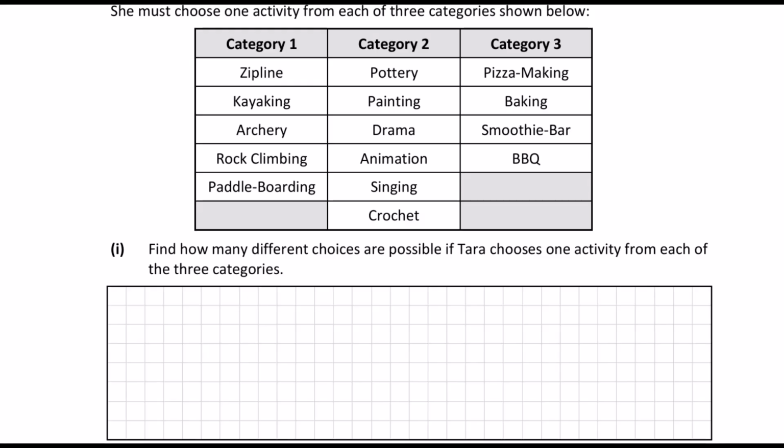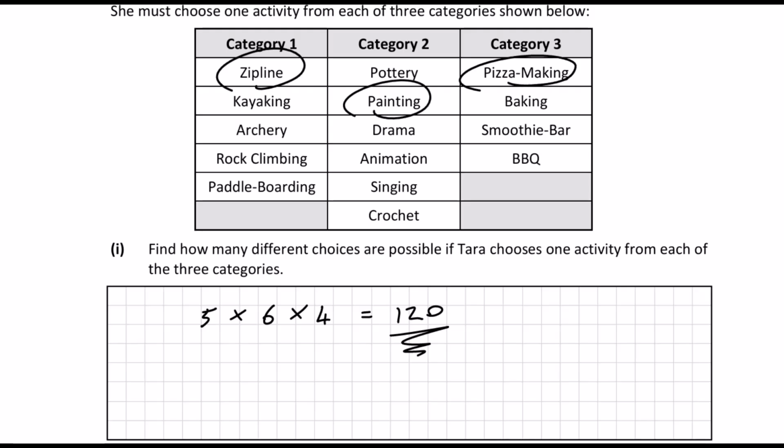So we have 5 options in category 1. We have 6 options in category 2. And we have 4 options in category 3. So all you got to do is multiply those and you get 120. So 120 different options. So for example, they could pick zipline, painting and pizza making, or they could pick rock climbing, drama, barbecue, and so on and so on. There's 120 different options there.